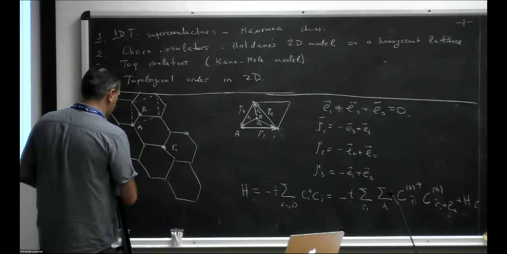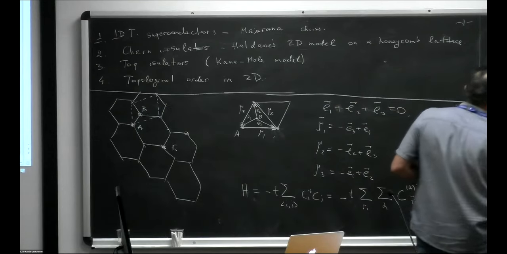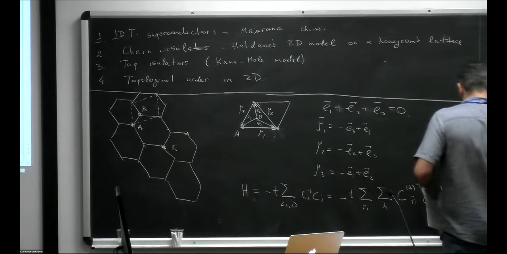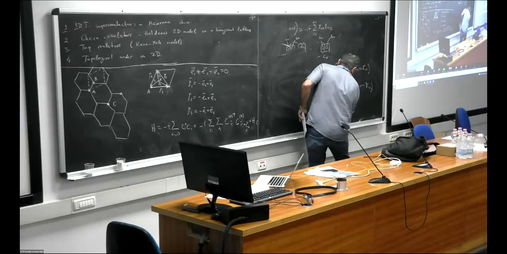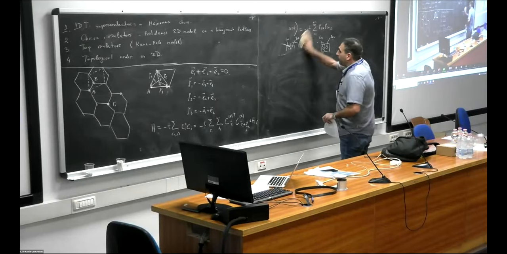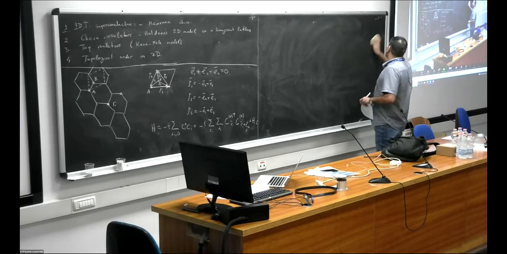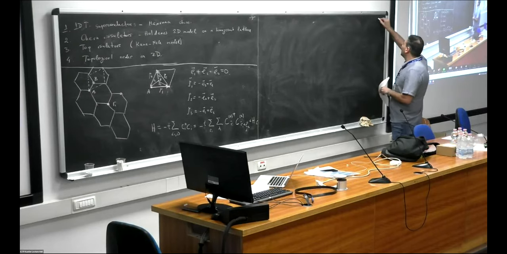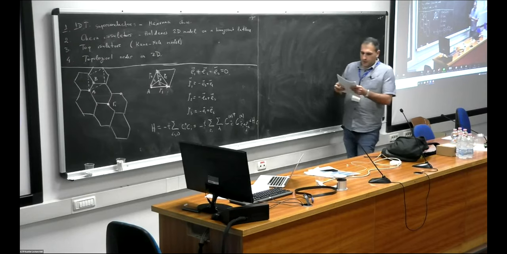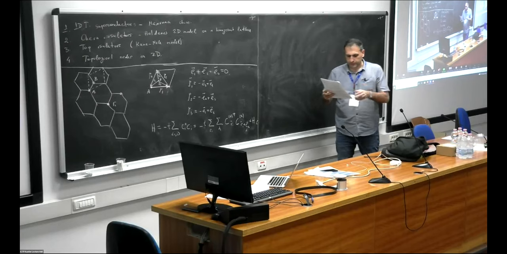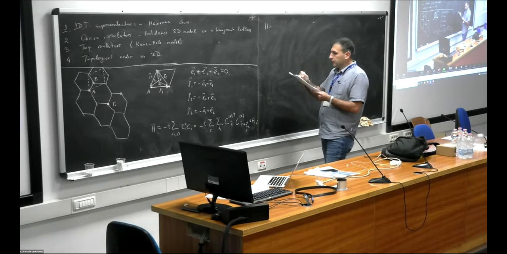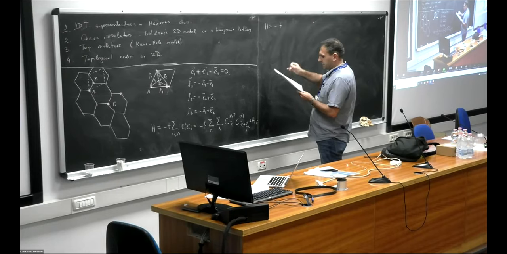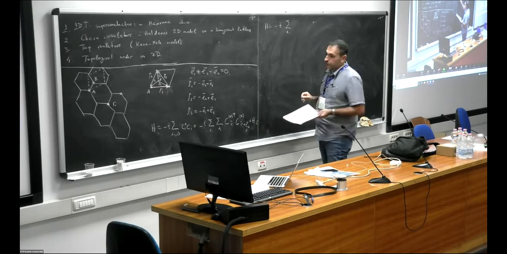If you diagonalize this Hamiltonian, obviously, by Fourier transforming it, I'm not going to write the Fourier transformation. I'll just write the form of the Hamiltonian in Fourier representation. It's going to be minus T times the sum over discrete momenta.